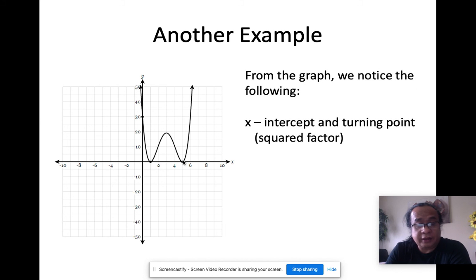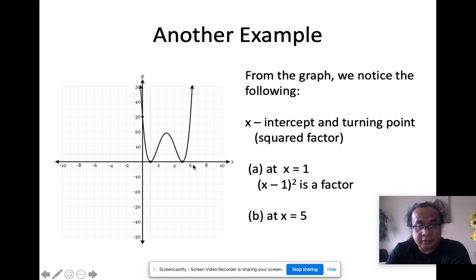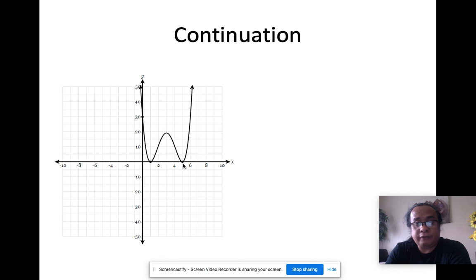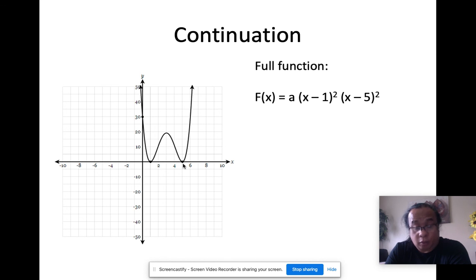Which is a squared factor. So first we have x equals 1, as you can see from here, which means x minus 1 is a squared factor. Also, it's an x-intercept and a turning point at 5, right? Which means x minus 5 is a squared factor. Okay? Now, which means my full function is actually this: f of x equals a times (x minus 1) squared times (x minus 5) squared.